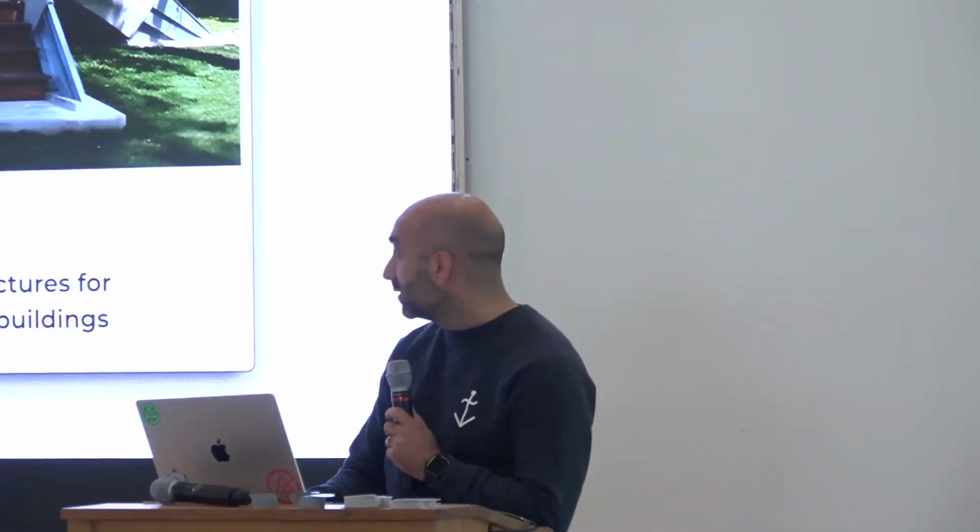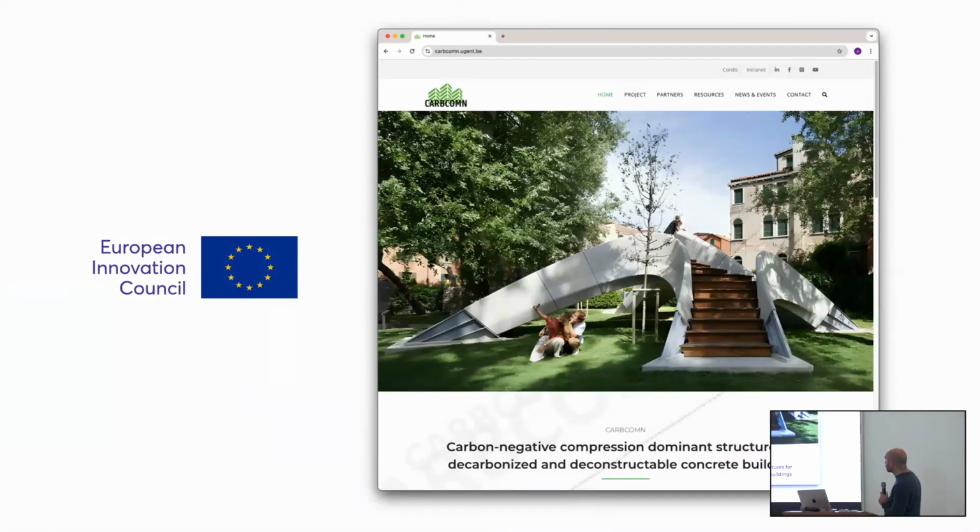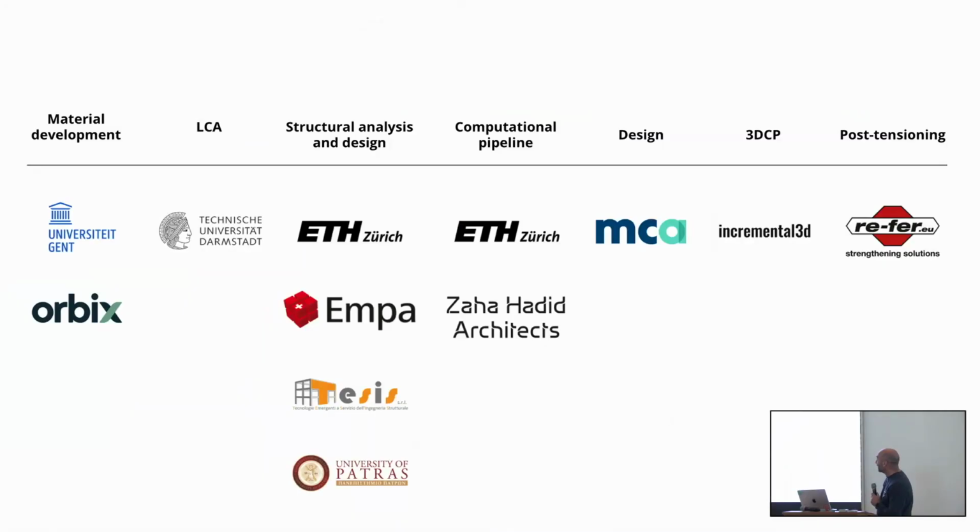I'm a senior researcher at the Block Research Group, and I want to present how we are actually applying COMPAS into the CARBCOMN project. So what is CARBCOMN? CARBCOMN is a European-funded Horizon project called Carbon Negative Compression Dominant Structures for Decarbonized and Deconstructible Concrete Buildings. Very long. That involves many partners. So there are 5 academic partners and 6 from industry.